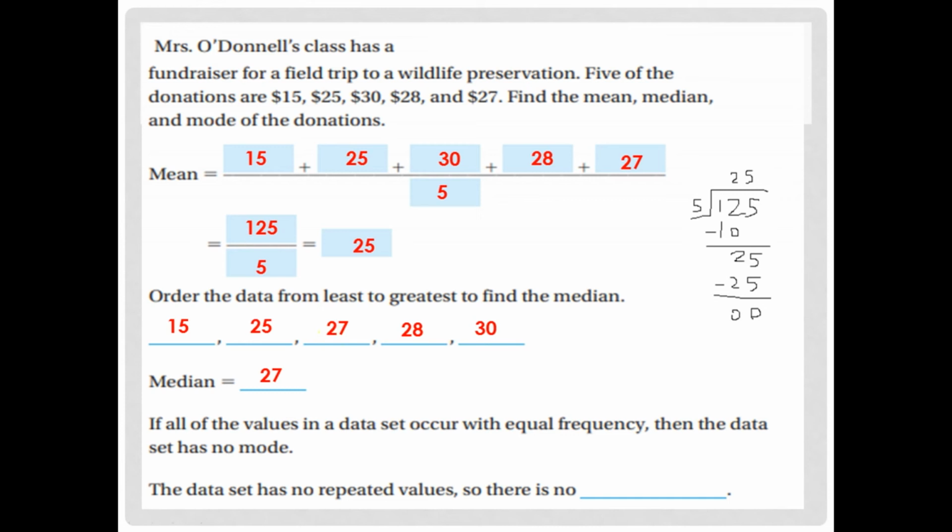Okay, and what is the mode? We said the mode is the number that is repeated many times. So what is the number which is repeated here many times? Can you see any number which is repeated many times? No. Every number here is repeated only one time. This means we have no mode. The data set has no repeated values, so there is no mode.